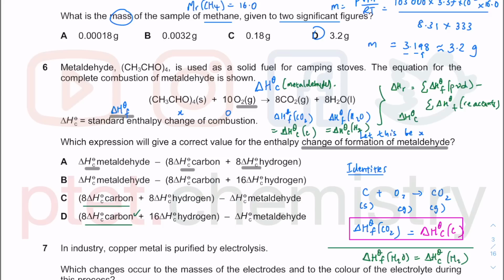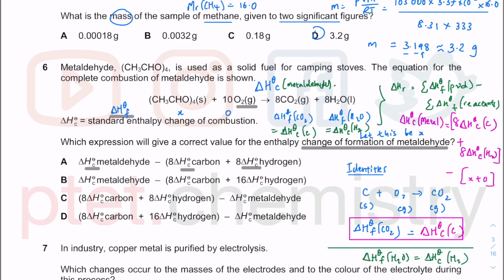I think I'm doing the wrong stuff because let's just rearrange our equation first. Let me use a different color ink. So this is the combustion of the metaldehyde equal to combustion of carbon multiplied by 8. So there's 8 times that. And then there is plus 8 times the combustion of hydrogen. And then minus x plus 0 because I'm just forming 1 mole of the metaldehyde.